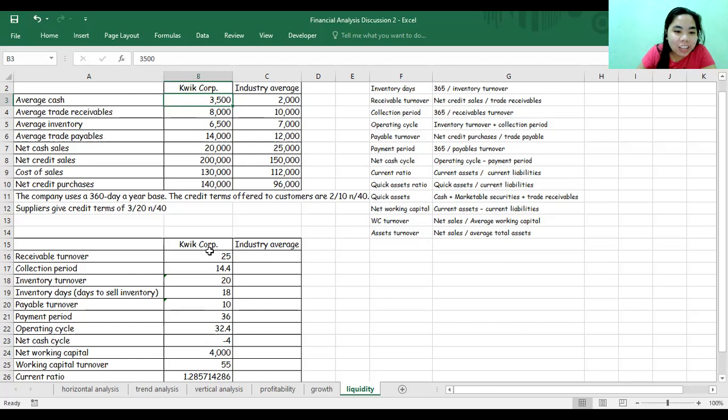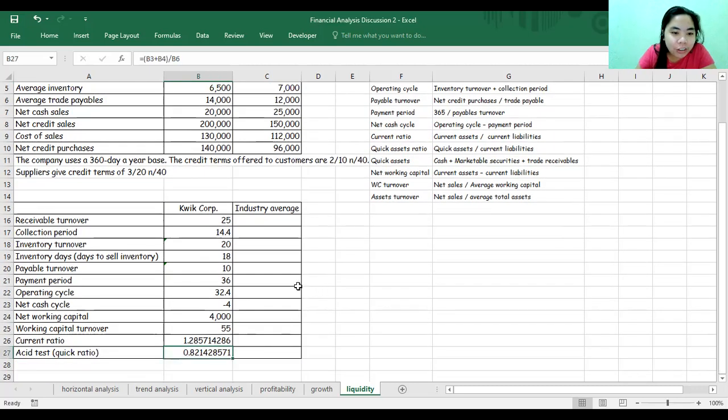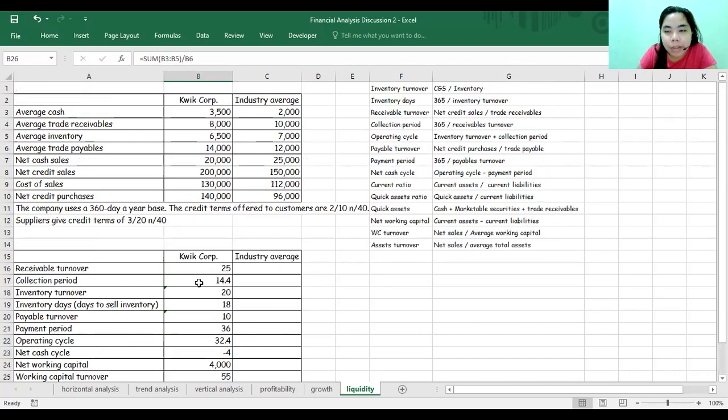Even though it's current. So, hindi siya included si inventory sa computation naton sa aton nga acid test or quick ratio. We have 82 cents to pay each 1 peso payable naton. Pero kung current ratio, current assets divided by current liabilities, kayang-kaya naton bayaran ang aton nga ginutang, no? For every 1 peso naton nga utang, we have 1.28 nga pwede naton ibayad.